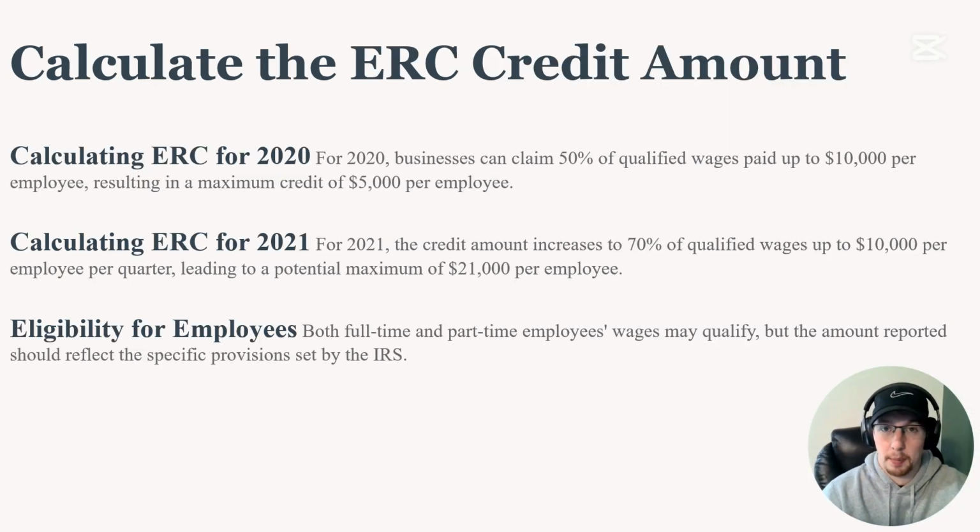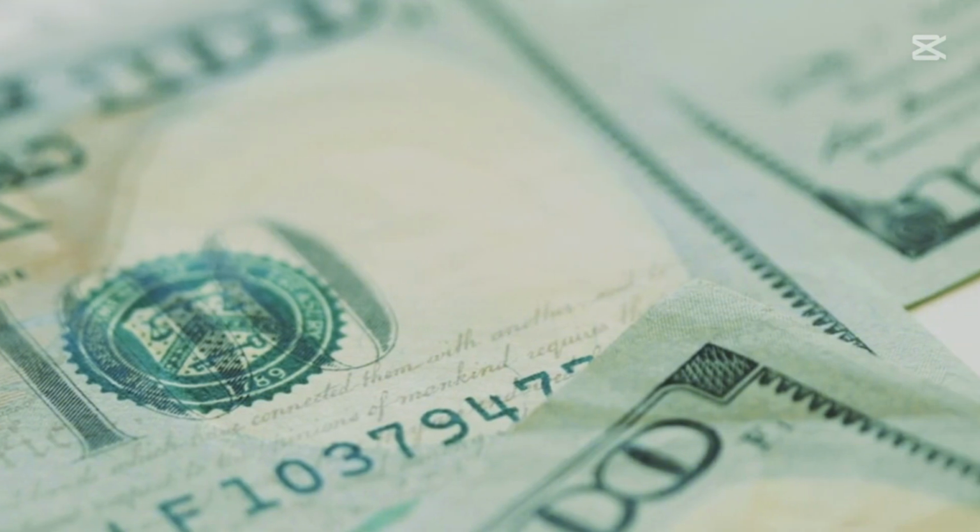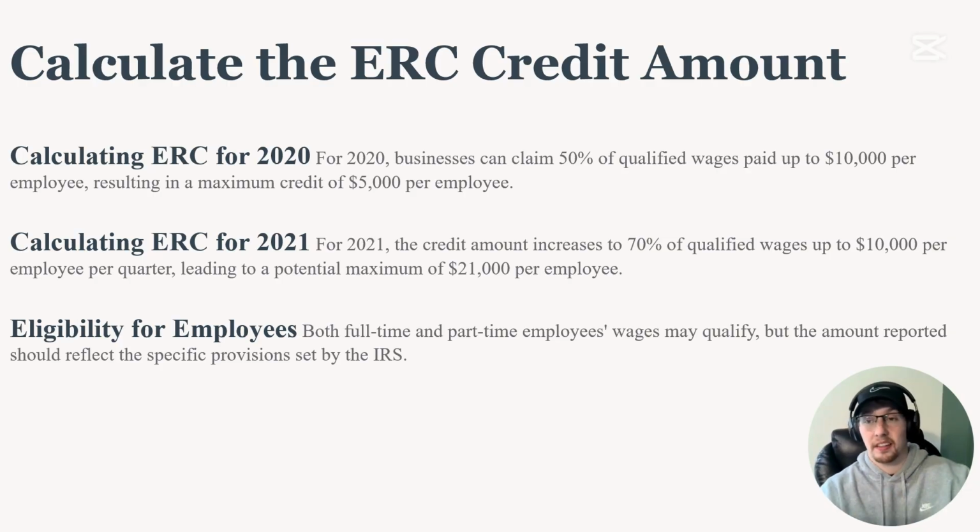Alright, we're on the big topic for today's video. What is the credit amount that I'm entitled to? So for 2020, which as a reminder, that period is already passed, businesses can claim up to 50% of qualified wages up to $10,000 per employee, resulting in a max credit of $5,000 per employee for the quarters that the credit was active. For 2021, the one that actually matters is up to 70% of qualified wages up to $10,000 per employee, leading to a potential maximum of $21,000.